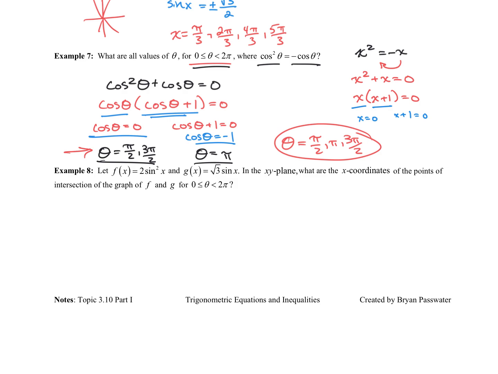All right. So let's look at example 8 now. Aiden, pick somebody. David.